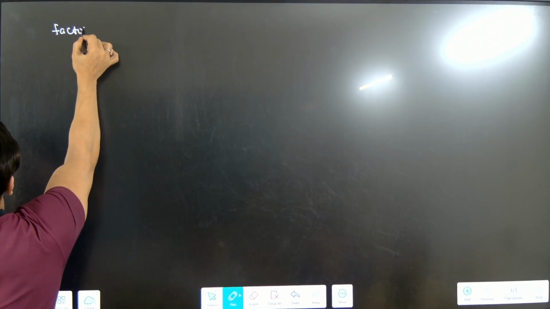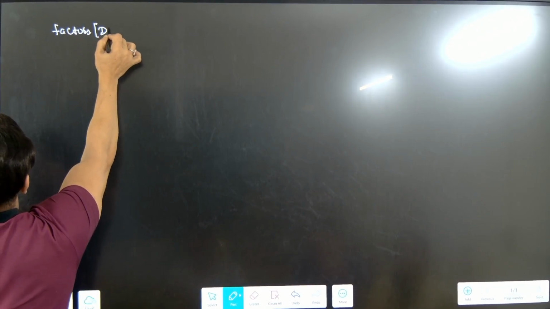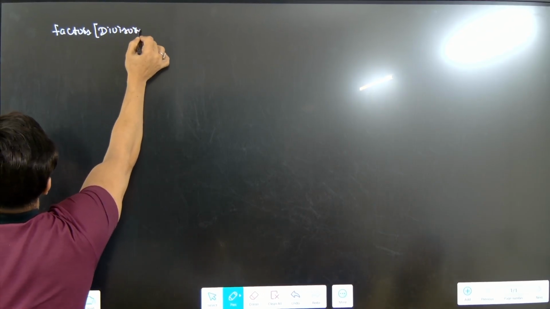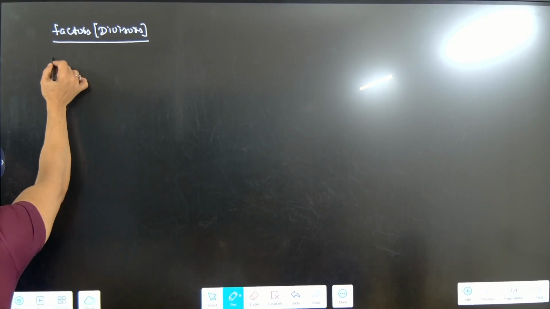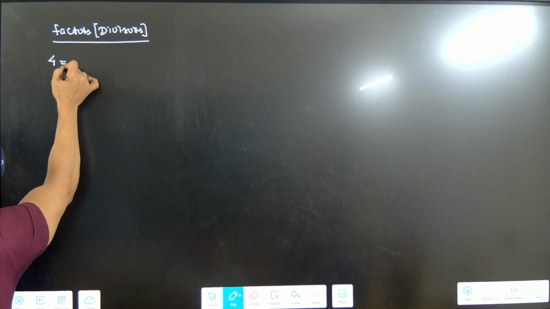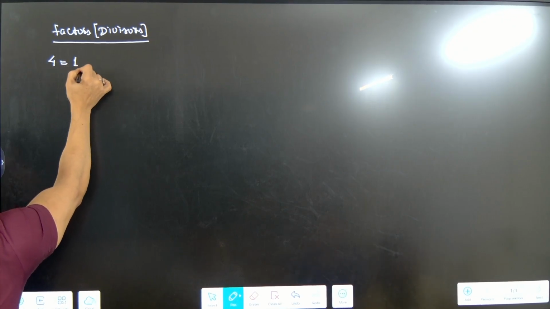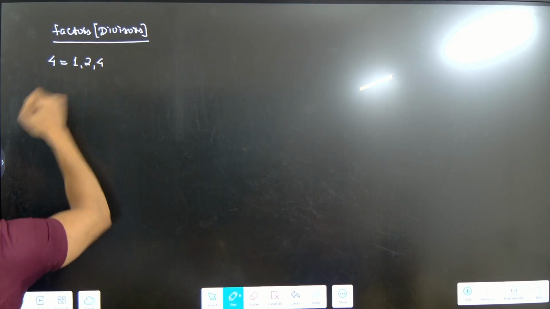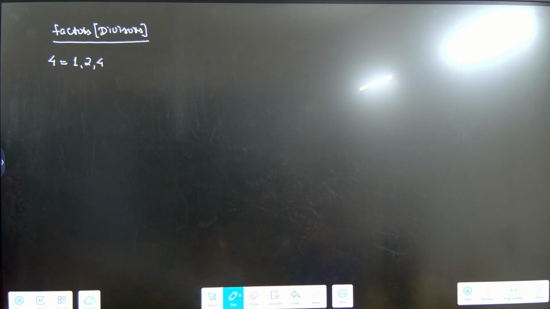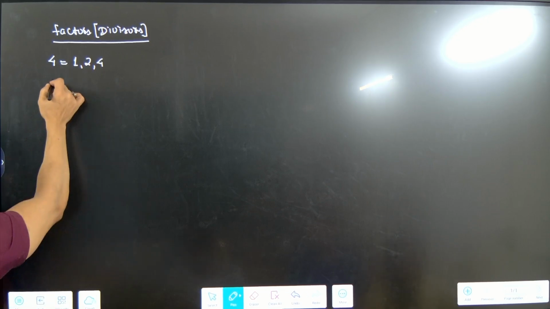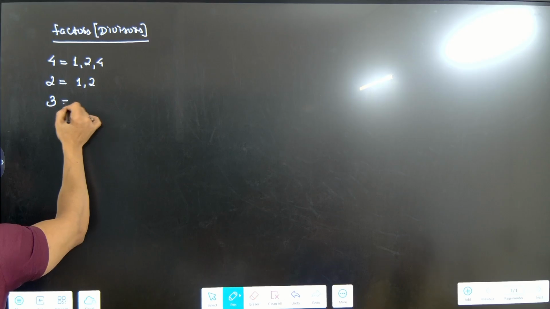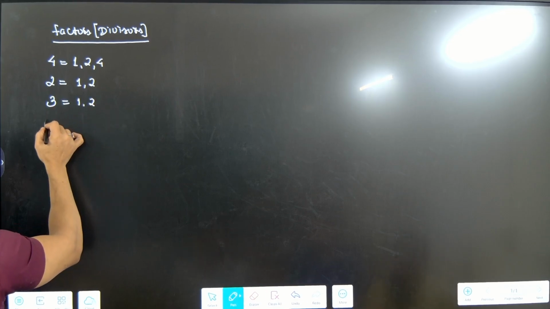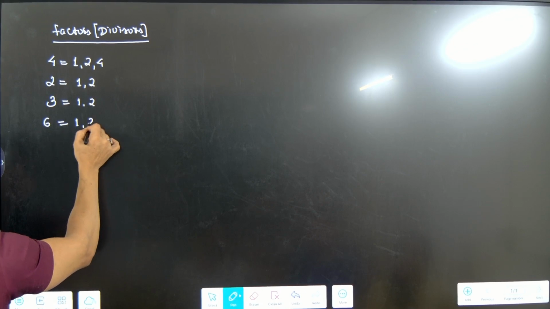Then let's discuss factors. Factors are also called divisors. Factors of a number: for example, if I have 4, which are the numbers which can divide 4 completely? 1, 2 and 4 are called factors of the number. 2 has how many factors? 2: 1 and 2. 3 has 2: 1 and 3. Similarly, 6 will have 1, 2, 3 and 6.